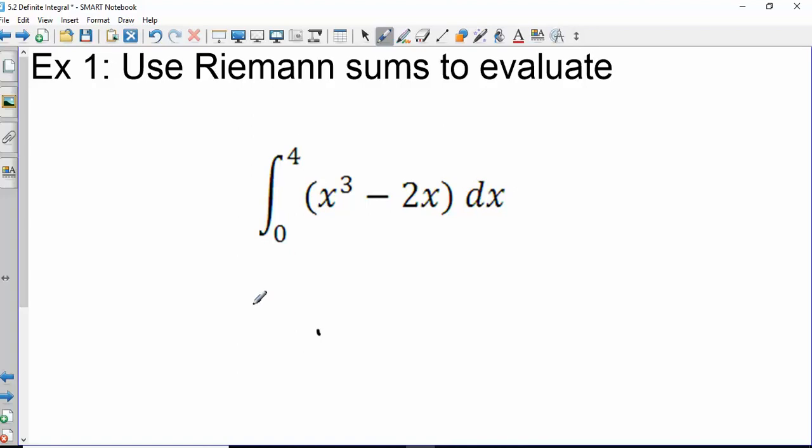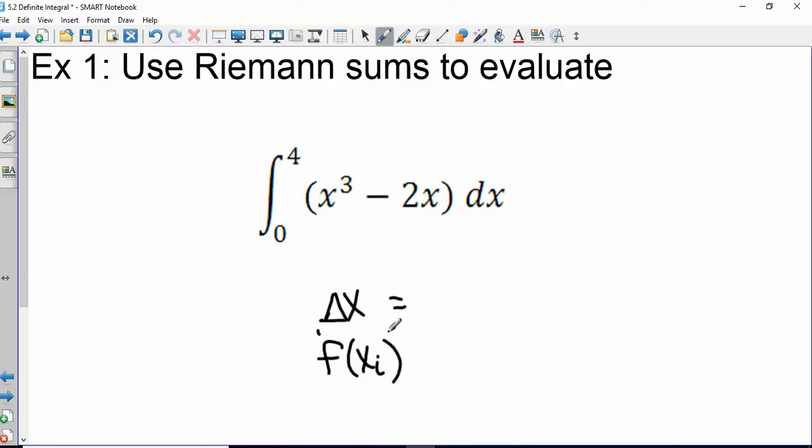So the difference is how I asked this question. I gave it to you in integral notation, and I need to turn that back into what we were talking about before. So when we did those problems before, we had to have a change in x, and we had to find the f of x sub i.